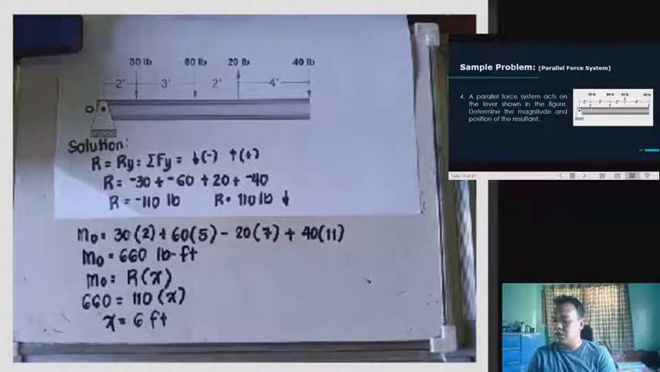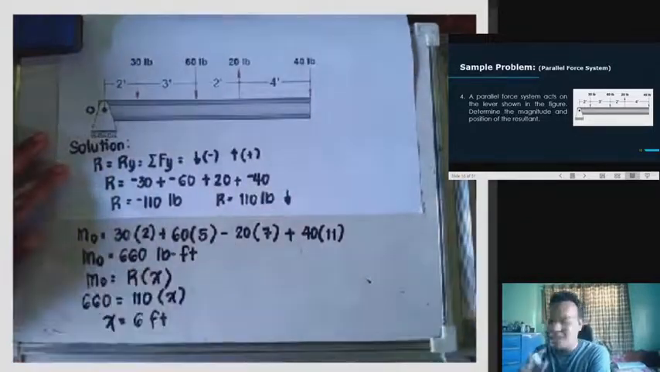Ibig sabihin yung location niya is 6 feet below the ground. Binaon na yung x. Okay? Joke lang.